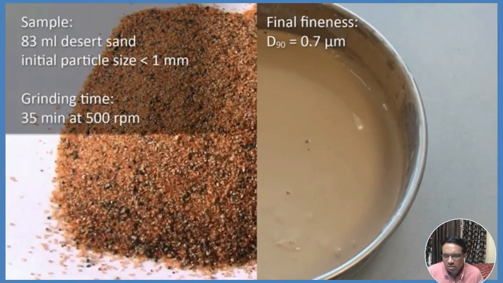Basically, the initial particle size is less than 1 mm, and if we grind it for 30 minutes at 500 rpm, the particle size is reduced to 0.7 micron. Right, this is simply sand. For experimental purposes they have taken sand. Right, this is the procedure.